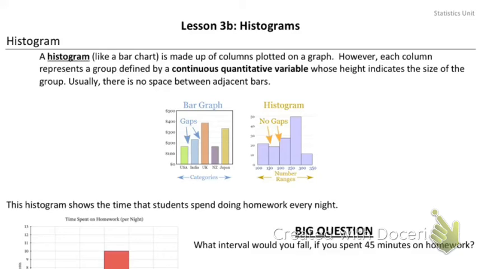About histograms. A histogram, like a bar chart, is made up of columns plotted on a graph. However, each column represents a group defined as a continuous quantitative variable.